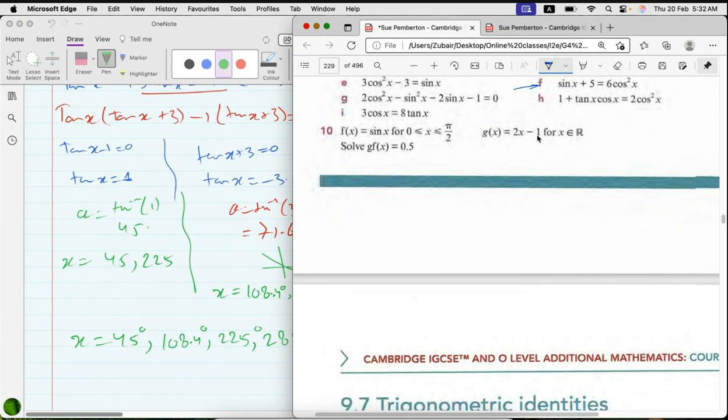So this is question 10, right? Just question 10? F part. Question 9 F part. The one at top. Oh, okay.